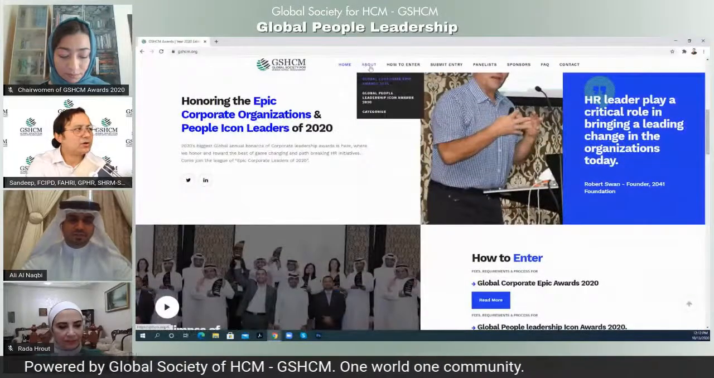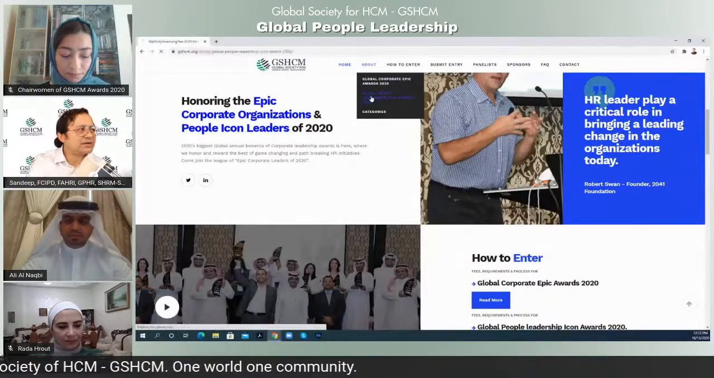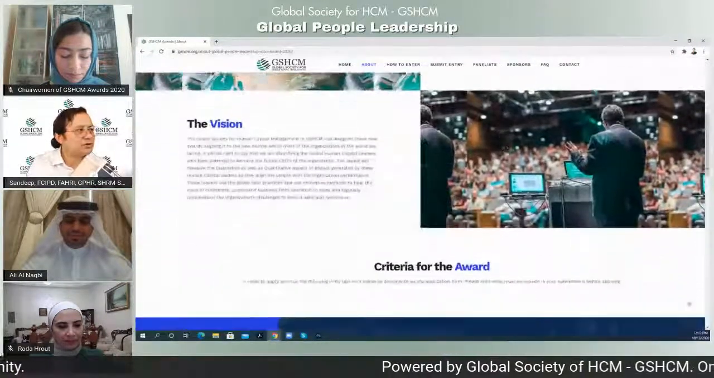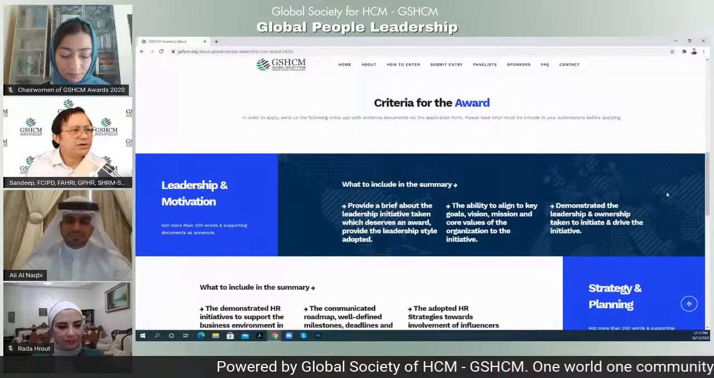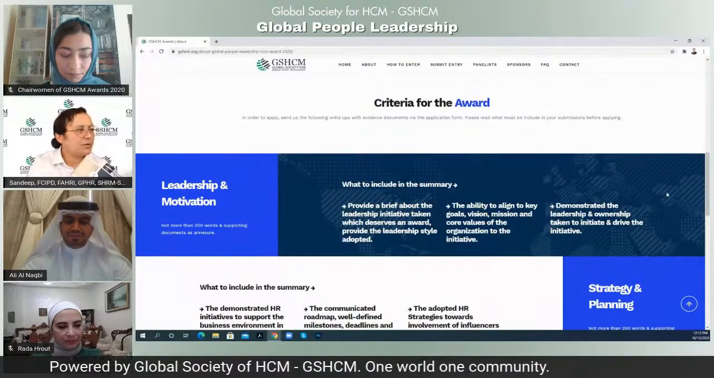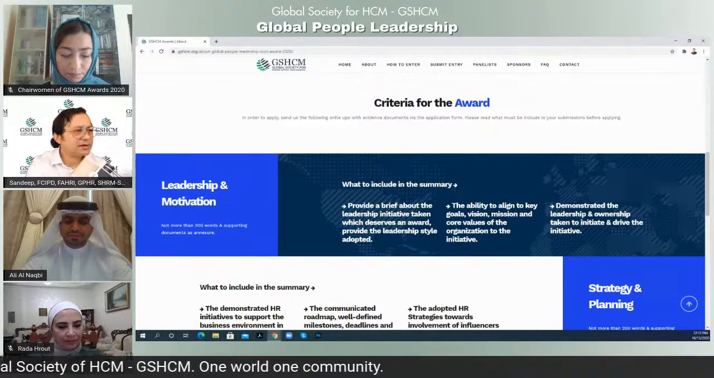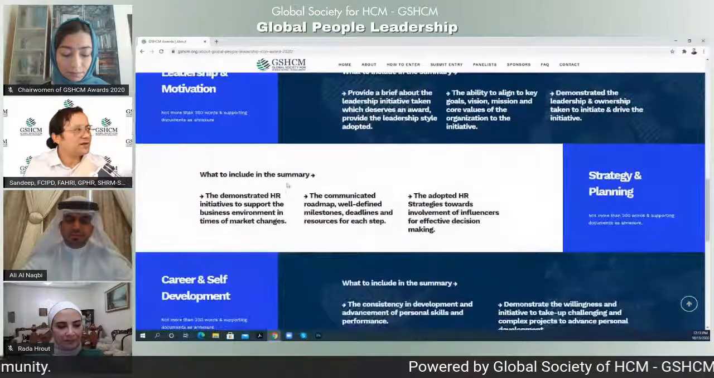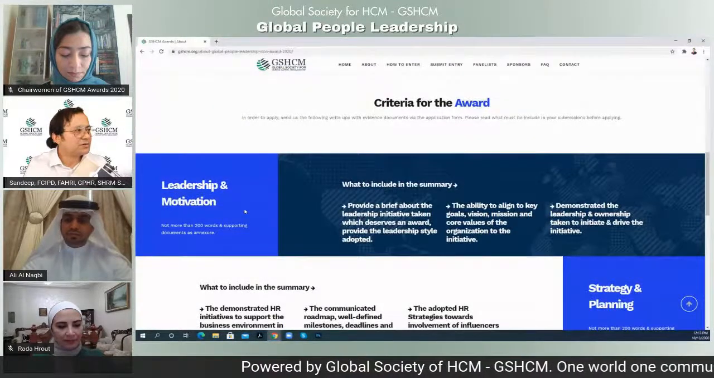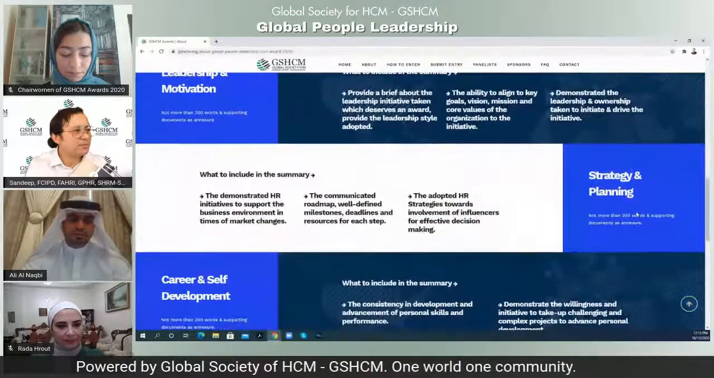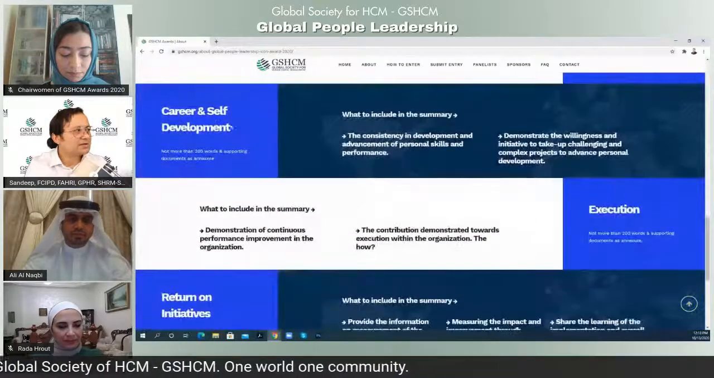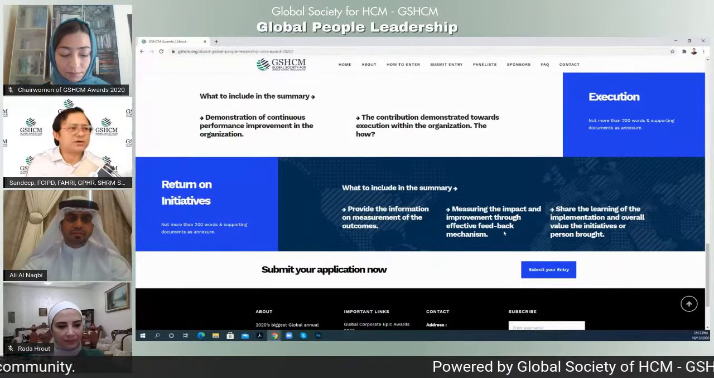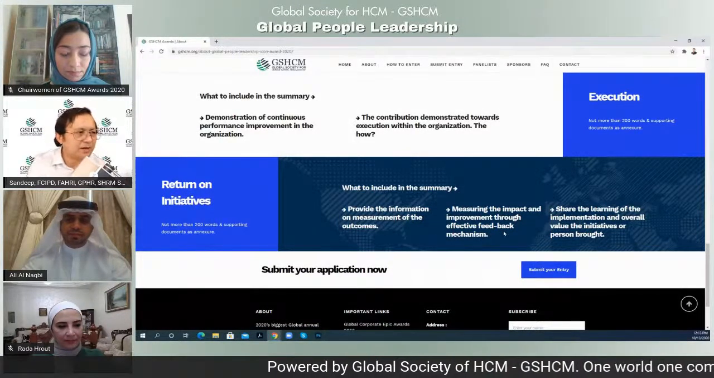Then about the award, you can click on the second drop-down menu on the People Leadership Icon Awards. You have the content for it, and the details of the award criteria here. As Radha has explained, there are a total of 5 criteria: leadership and motivation, with the explanation for that, strategy and planning, careers and self-development, execution, and the return on investment. Please focus on the return on investment because that's one of the very crucial parts of the application.